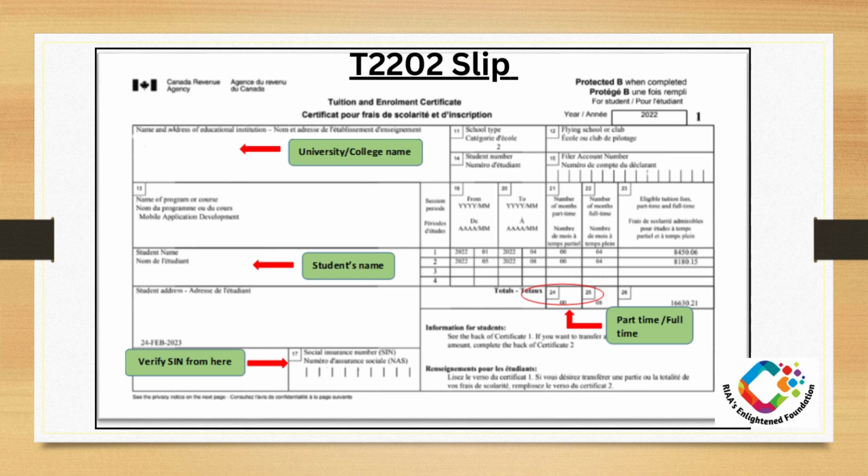An important part is the columns highlighted as box number 24 and 25. Here it mentions the number of months for which you have been enrolled as part-time or full-time. It is important because all these boxes will be filled in on the tax returns and that will affect your eligibility for the amounts of the tax credits. And also, again, it's an important document. Please keep it in safe custody.